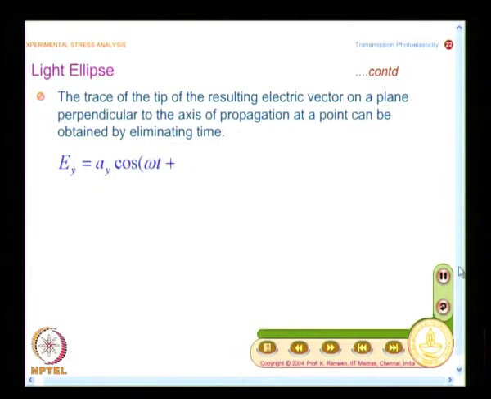I have E y as this, and I would like you to simplify this expression, as simple as that. So, what is the trigonometric identity I can use?